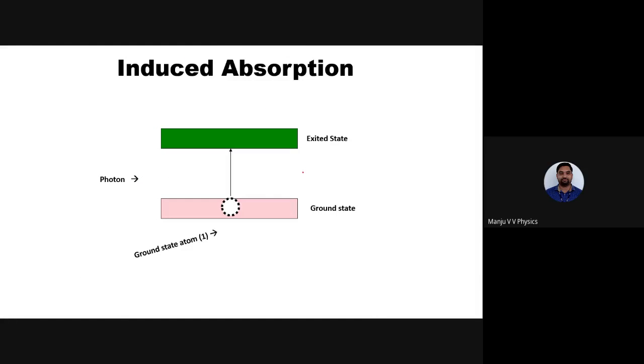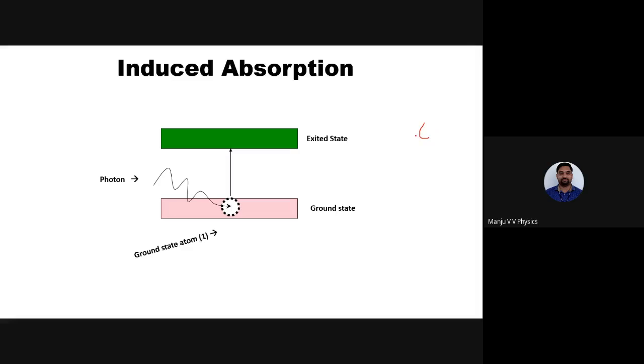This is the ground state. This is the excited state. An atom always stays in the ground state, so you have to send this atom to the excited state. What you do is give some energy. The energy must be equivalent to the difference of these two energy levels.